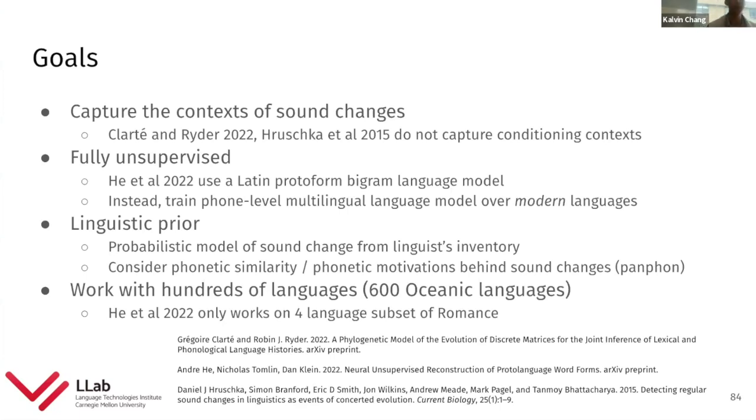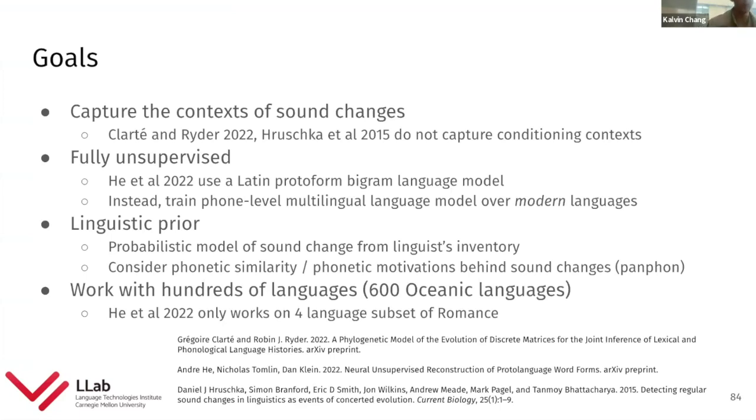So instead, what we want to do is to train a phone-level multilingual language model over modern languages to reflect what a linguist would actually know. A linguist will not necessarily know all the languages in the world, but they will know the probabilities of different phones across different language families. And that's what our multilingual phone-level language model is going to try to capture.